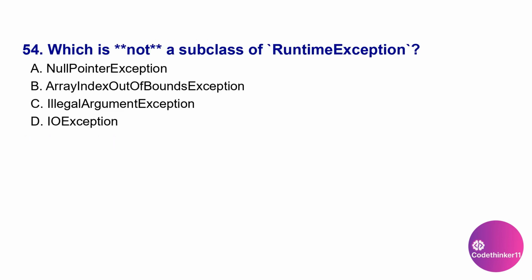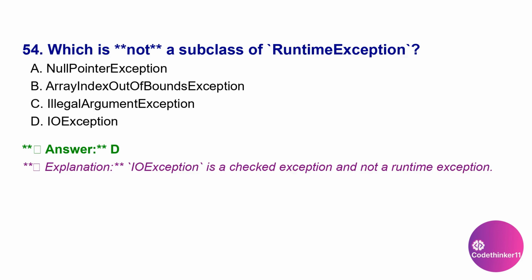Question 54. Which is not a subclass of runtime exception? Option A. Null pointer exception. Option B. Array index out of bounds exception. Option C. Illegal argument exception. Option D. IO exception. The correct answer is option D. Explanation. IO exception is a checked exception and not a runtime exception.